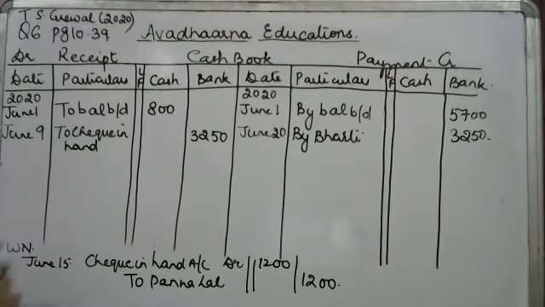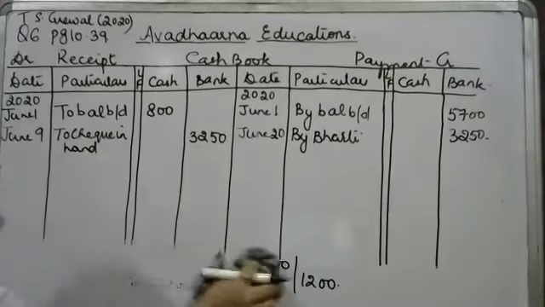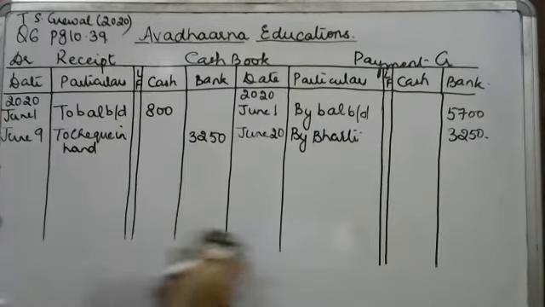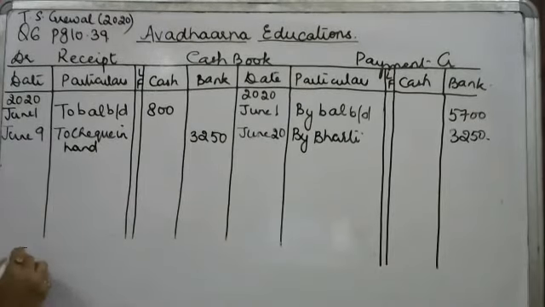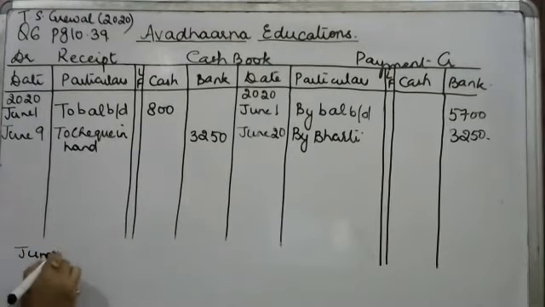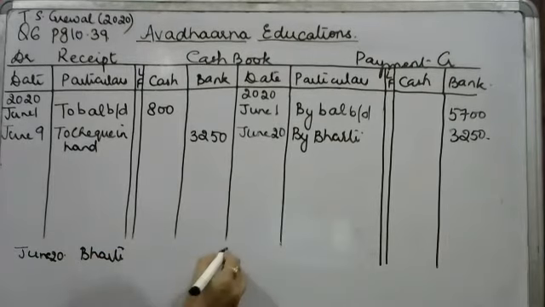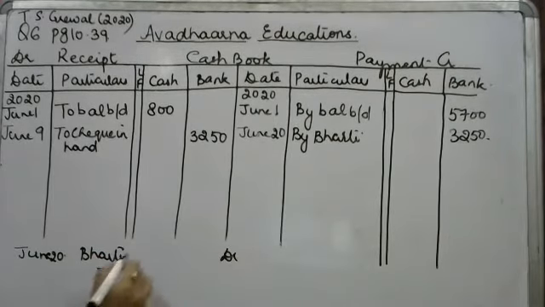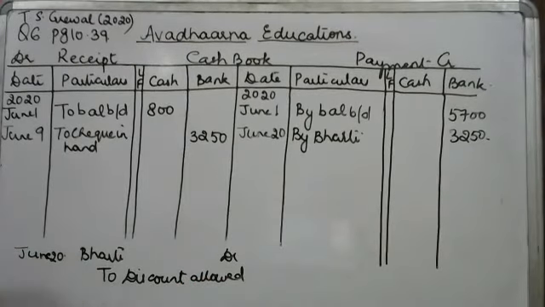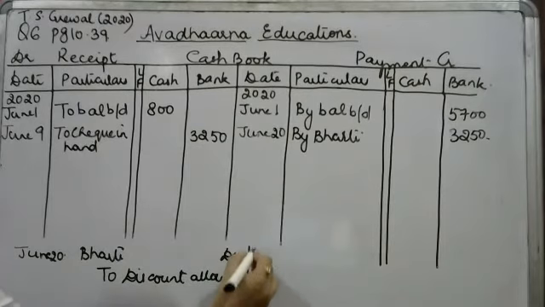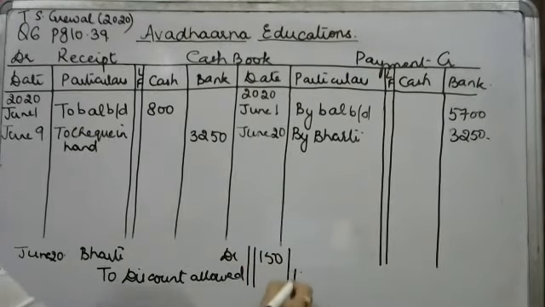So we write one more journal entry in the journal proper, and the entry will be on June 20th. Bharti debited to discount allowed. जो डिस्काउंट अलाउ किया था हमने भारती को, हम वो वापस ले लेंगे. भारती डेबिटेड टू डिस्काउंट अलाउड. फाइन. दिस अमाउंट इज 150.